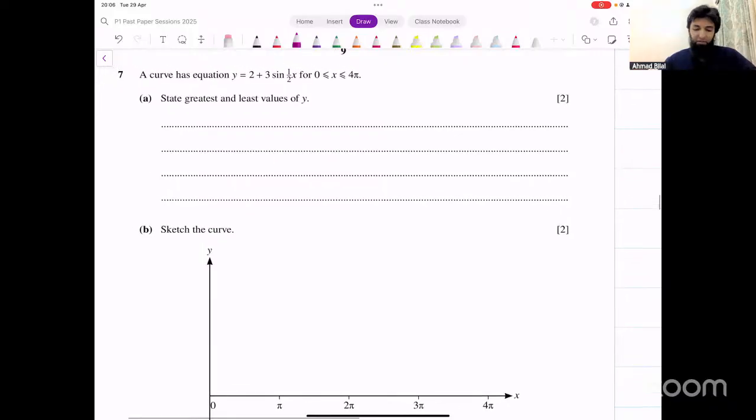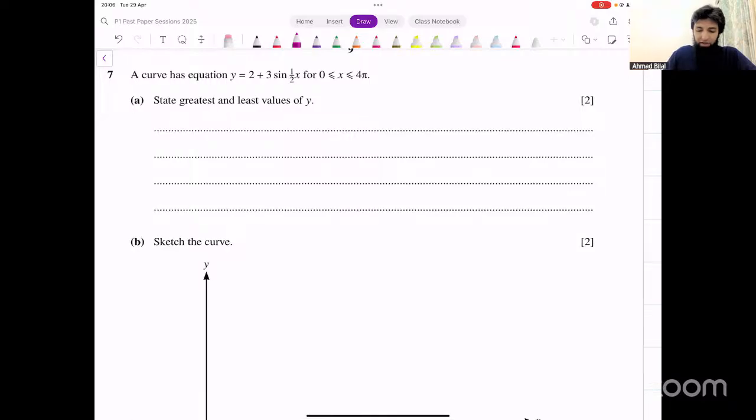Okay, now it says a curve has this equation, 2 plus 3 sine half x for x between 0 and 4 pi. State the greatest and least possible values of y. Now, as we have discussed for trigonometric functions, one possible way of finding the range is that you think of whether one cycle is completing here or not. It's 0 to 4 pi. What's the standard cycle for a sine function? It's 2 pi. This is half x. That means this period is going to multiply it by 2. So that becomes 4 pi. And that's what the interval is. Interval is from 0 to 4 pi. So one cycle is completing.